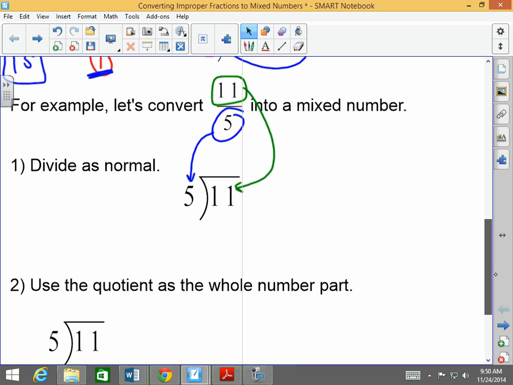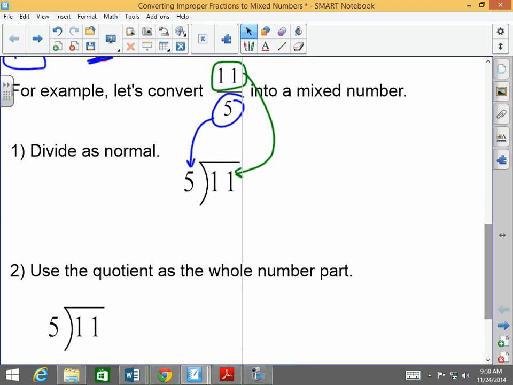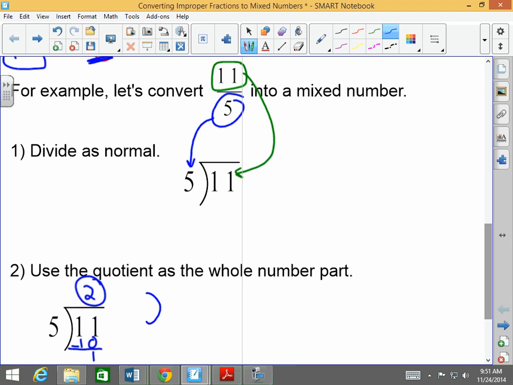Number 2, use the quotient as the whole number part. Well, 5 goes into 11 2 times, right? Correct, guys? So this is my whole number part, the 2. So we know already that 11/5 equals 2 and something over something.